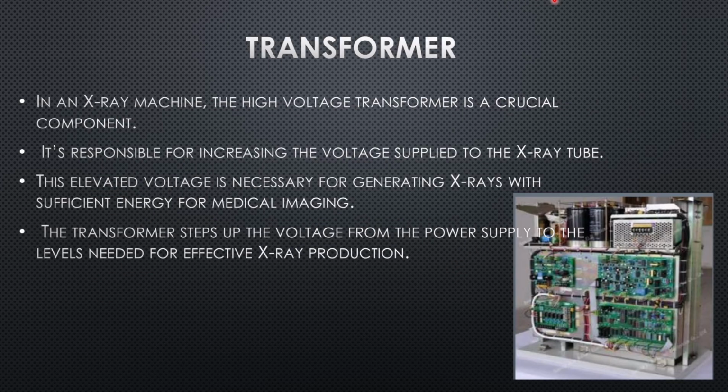Then we have the transformer. In an X-ray machine, the high voltage transformer is a crucial component. It is responsible for increasing the voltage supplied to the X-ray tube. This elevated voltage is necessary for generating X-rays with sufficient energy for medical imaging. The transformer steps up the power supply to the level needed for effective X-ray production. We have two types of transformer, step up and step down, but that is a separate topic.